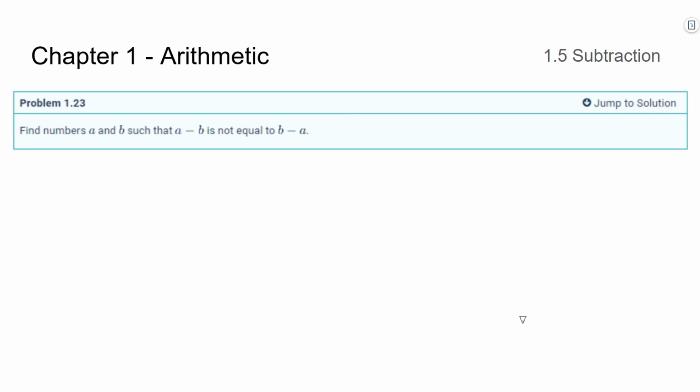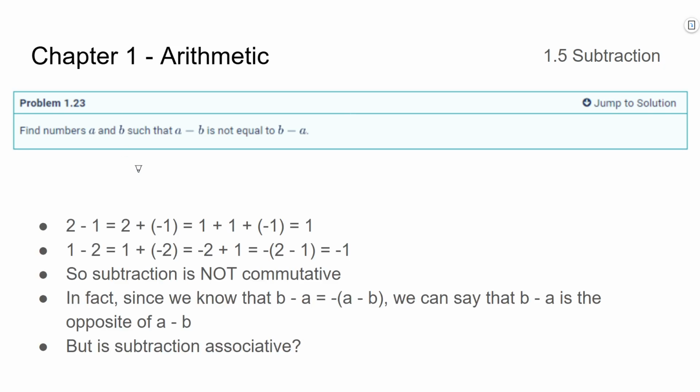All right, so next problem, 1.23. Find the numbers a and b such that a minus b is not equal to b minus a. There's a bunch of solutions for this. Let's just pick one at random. So let's say 2 and 1. So if we say 2 minus 1 becomes 2 plus negative 1. And then we can split our 2 into 1 plus 1. So it becomes 1 plus 1 plus negative 1. This here is going to be 0. And we're just left with 1.